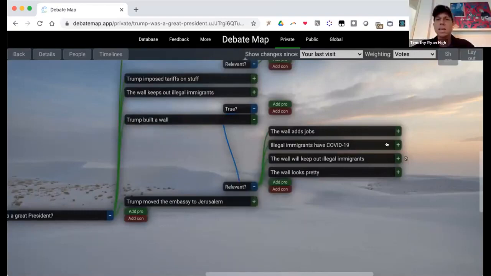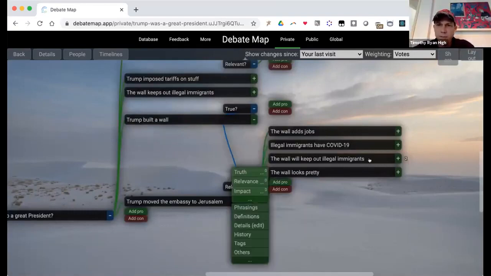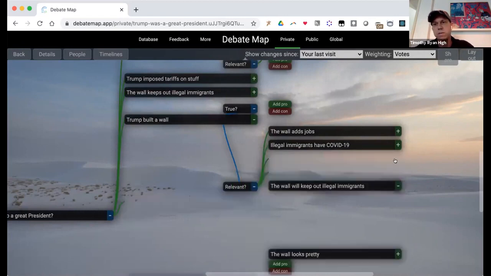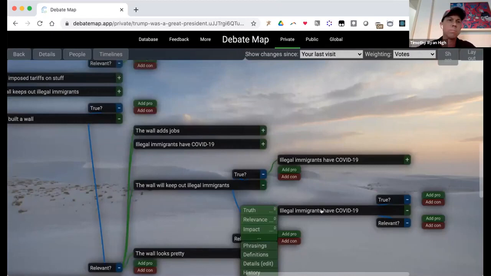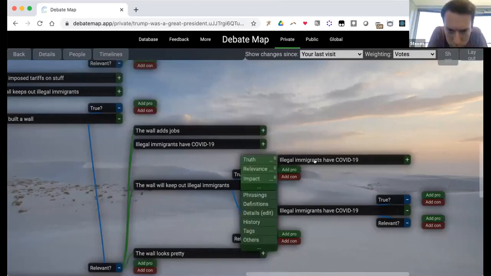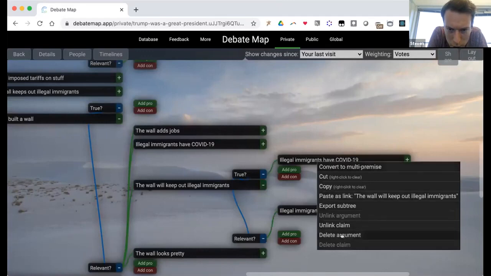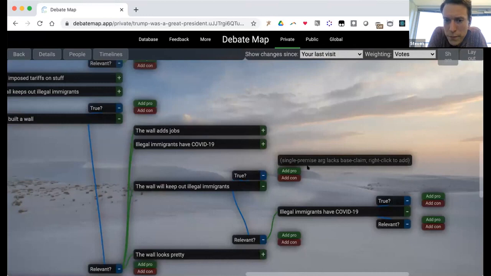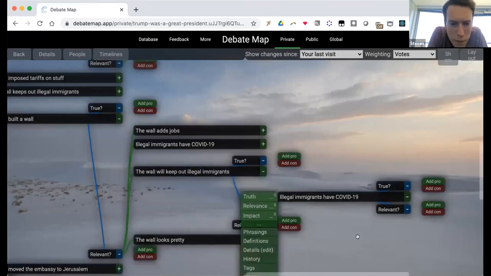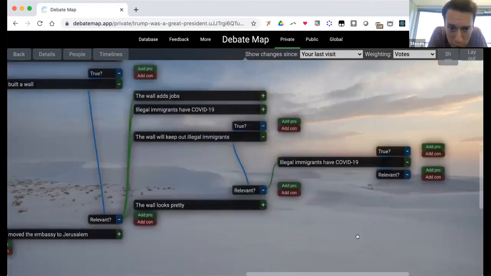Okay, but you missed my point, which is the wall will keep out immigrants. And then you support that with illegal immigrants have COVID-19. And you said, no, put it side by side. This thing needs to go away. No, this can stay there. Well, the problem is that I really hate this UI, so I always need to think 20 times before I know what is relevant and what is not.